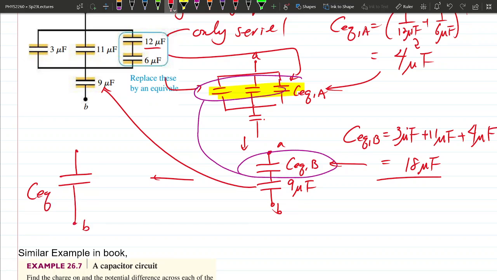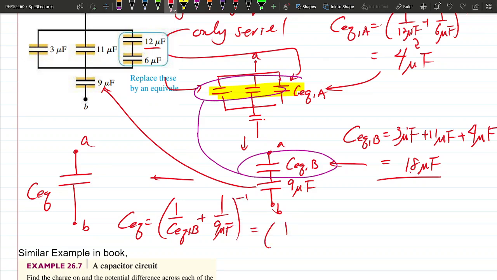A and B. How are these capacitors arranged now? Are they in series or parallel? In series, okay? So I have to use the more complicated formula. It's 1 over C equivalent B plus 1 over, well, 9 microfarad. And C equivalent B was 18, so 1 over 18 microfarad plus 1 over 9 microfarad, all to the negative 1 power.